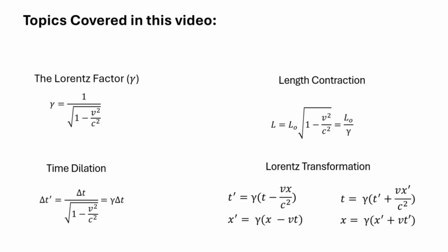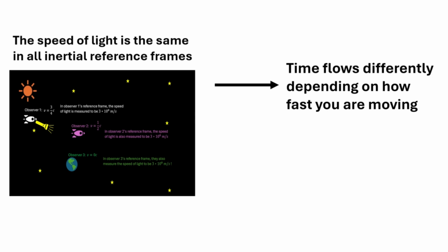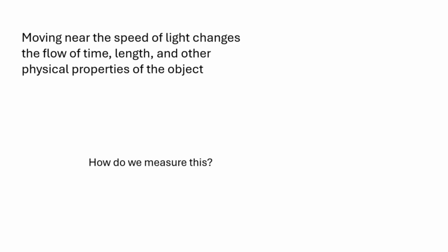Hello everyone. Today we're going to start going over the math and equations used in special relativity. In the last video, we covered some of the conceptual ideas in special relativity, with the key takeaway being that time flows differently depending on how fast you go. Relativistic effects cause measurements like time and length to change as objects approach the speed of light. But how do we actually quantify these effects?